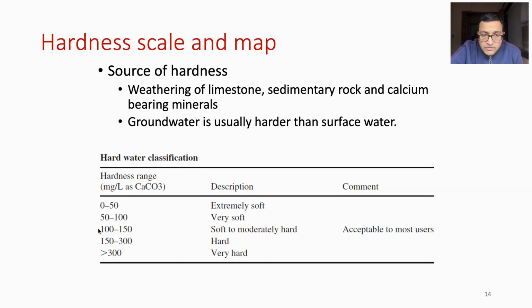What is the classification or the different ranges for hard water? 0 to 50 is considered extremely soft, up to 100 is considered very soft, up to 150 is acceptable, and 150 upwards is considered hard, and 300 and above is very hard. A lot of times when people are trying to soften their water, they tend to over soften it, but you don't need to go very low actually to get soft water.